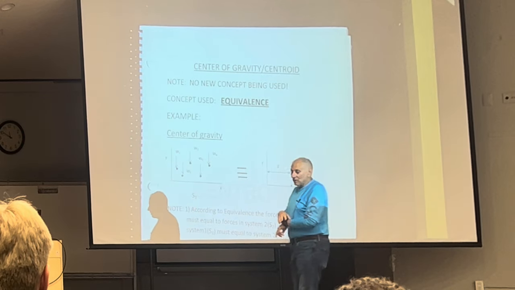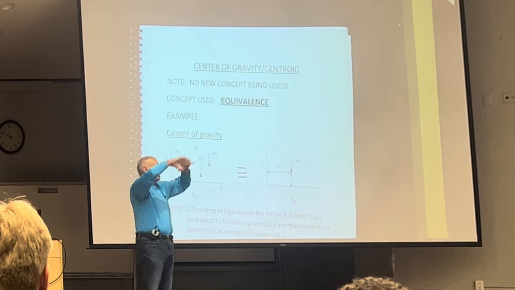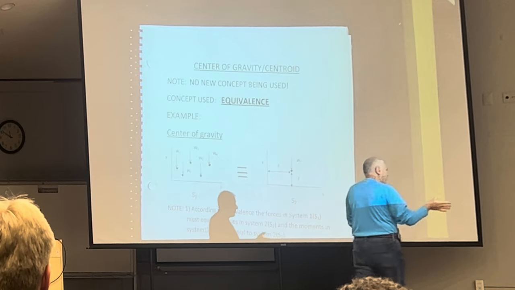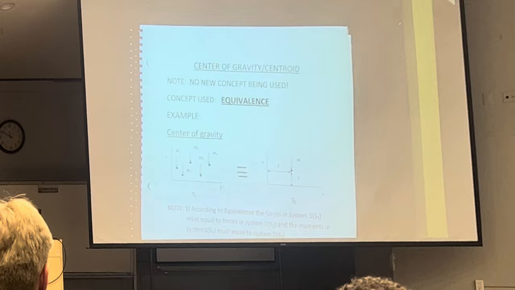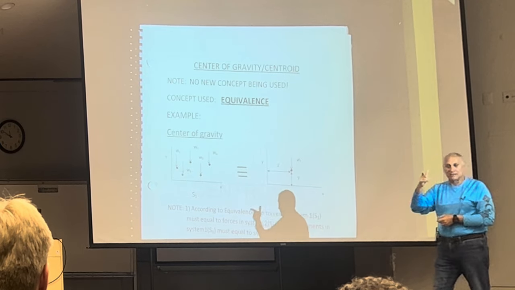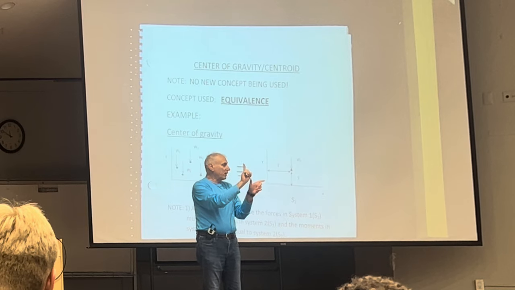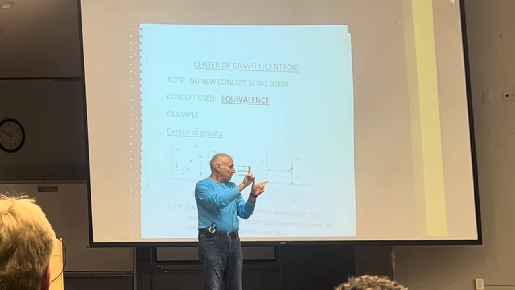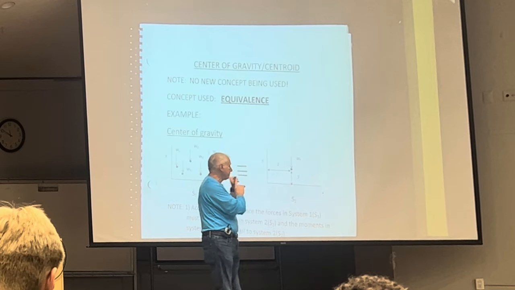Let me remind you what equivalence said back in chapter 4, which said, hey, any system of forces and moments can be reduced down to a single force, single moment. And in certain cases, which was the litmus test, I can reduce this down to a single force at a known location X. That's what equivalence said. And that's exactly what we're going to use in this chapter.